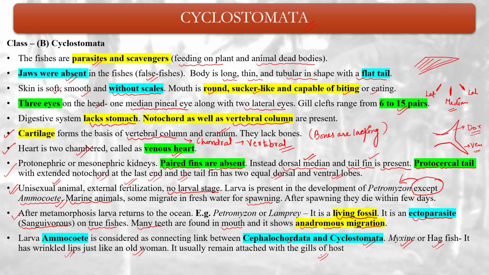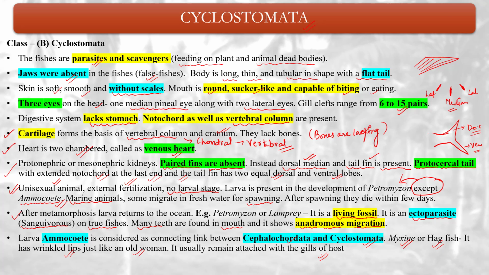Heart is 2 chambered, that is a venous heart, means oxygenated and deoxygenated blood will be mixed. They have a pronephric or mesonephric type of kidney. Paired fins are absent, instead of paired fins, they have a dorsal median fin and a tail fin which is present. The tail fin is further divided into 2 lobes, the dorsal lobe and the ventral lobe. Diphycercal tail means the notochord extends to the end of the tail, and it helps to divide the tail fin into 2 parts, dorsal and ventral.